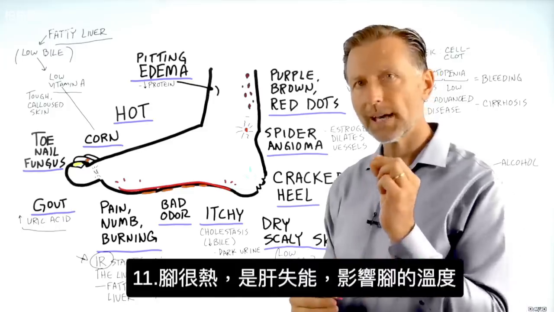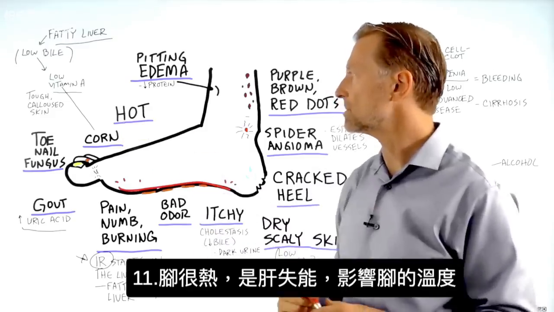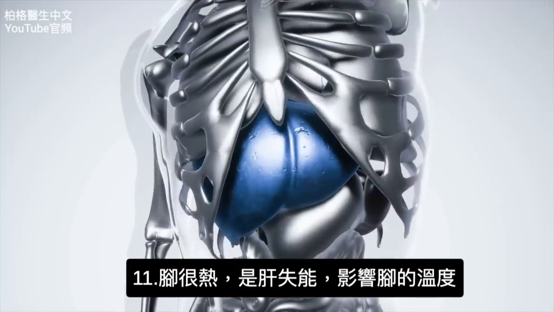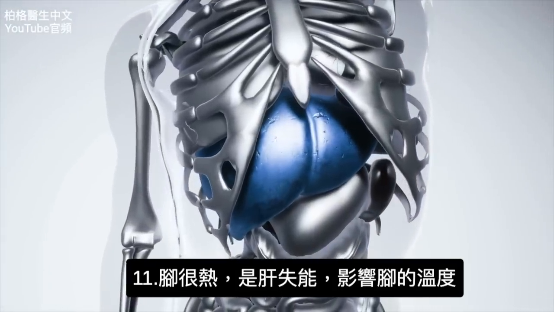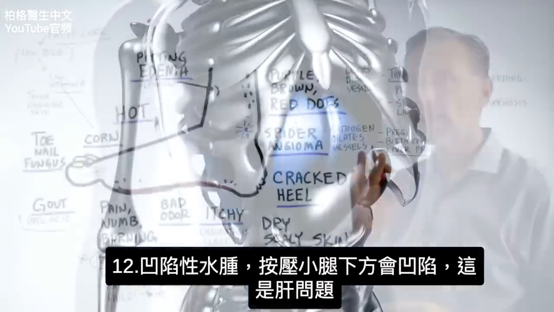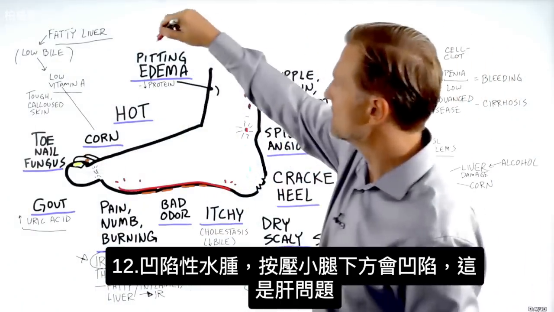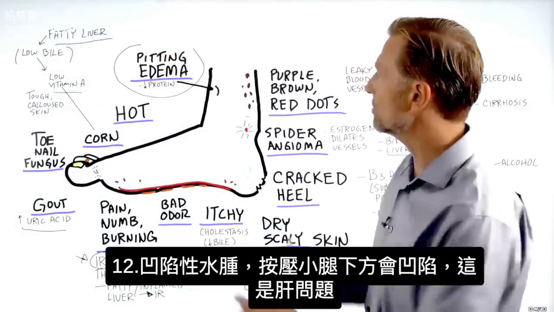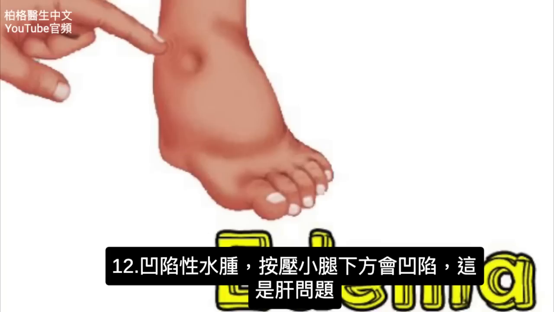Another symptom of a bad liver is when your feet become very, very hot. So a dysfunction with the liver will alter the temperature of your feet. And the last symptom related to the liver is pitting edema. So you press on your lower leg and it leaves a little dent in there. That is a liver problem.